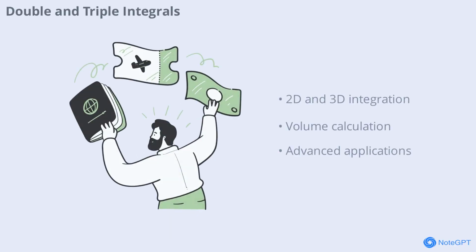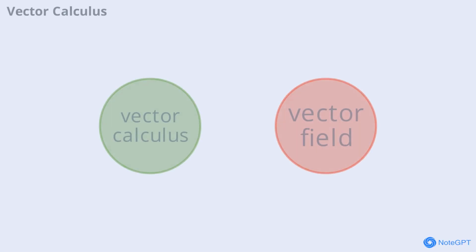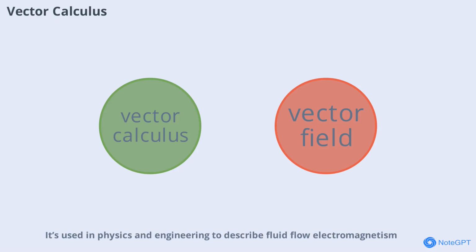Double and triple integrals extend the idea of integration to 2 or 3 dimensions. They're used to calculate volumes, masses, and other quantities in higher dimensions. These tools are essential for advanced applications. Vector calculus deals with vector fields and operations like divergence and curl. It's used in physics and engineering to describe fluid flow, electromagnetism, and more. This branch builds on the foundations of single-variable calculus.